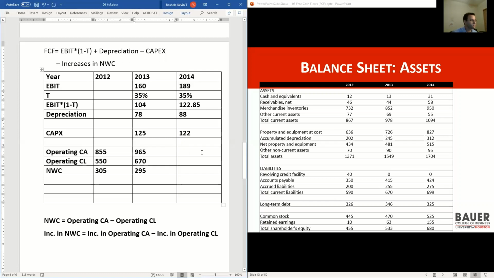All right. Same deal in 2014. We look at our assets. We get 1094 in assets, but we take out that 31 in cash. So we're left with 1063. On the liability side, all we have are operating liabilities, so we use all of that at 699. Our net working capital is therefore 364 in 2014.